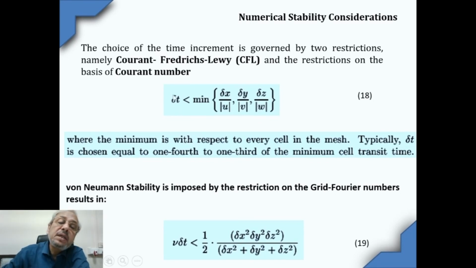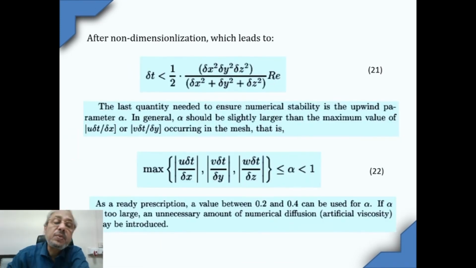We calculate both the delta t's in the program and use the minimum of these two. So whatever delta t we get from the Neumann stability analysis, and whatever delta t we get using the Courant number or the Courant-Friedrichs-Lewy CFL condition, we take the delta t which is the minimum of these two.